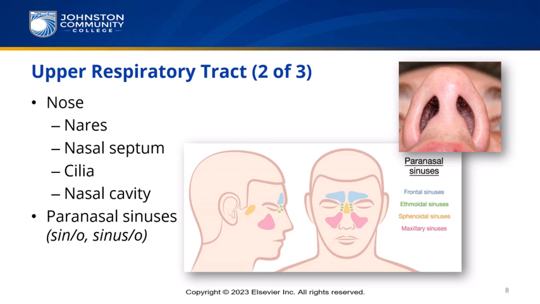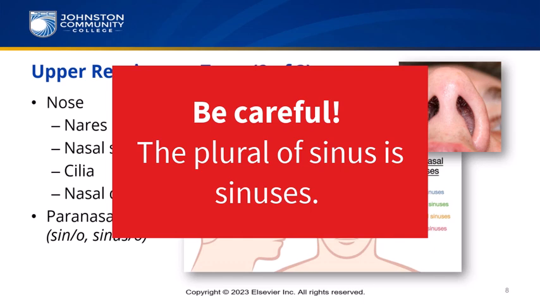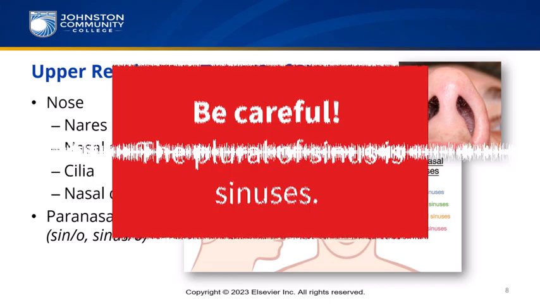Now let's talk a bit about the paranasal sinuses. Remember, para is our prefix meaning near. So the paranasal sinuses are those cavities in the bone that are near the nose. Each of the four sinuses acquires its name from the bone in which it is located: the frontal, the maxillary, the sphenoid, and the ethmoid. Be careful, the plural of sinus is sinuses, not sini like our plural rules would suggest.